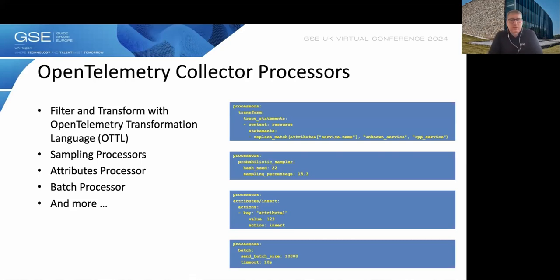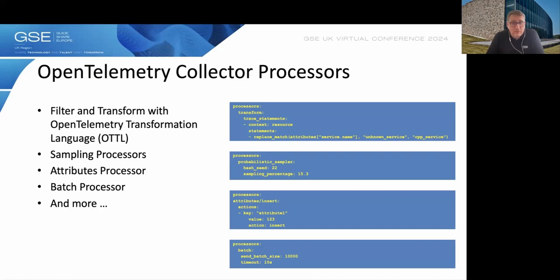If we look at what kind of processors are available for the collector, there's really a large set, and again, powerful capabilities of transforming telemetry data. That's probably a session on its own, but just to give a couple of references here. You have the OpenTelemetry Transformation Language, so a language on its own for transforming telemetry data in a central place, in fact, with the collector.